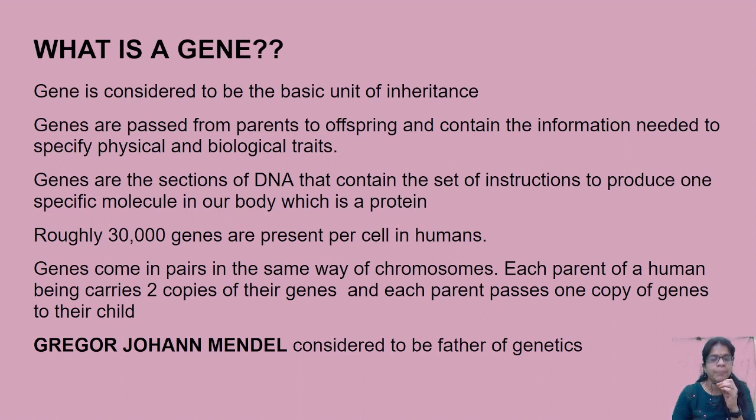That's a rough figure. Okay, so you can imagine how many genes are really judging our character, or judging our physical appearance. In this class I want to talk about that. Genes come in pairs, in the same way as chromosomes. This is important. As I told you, genes generally come in pairs. Each human being carries two copies of their genes, one coming from the mother's side and one from the paternal side.